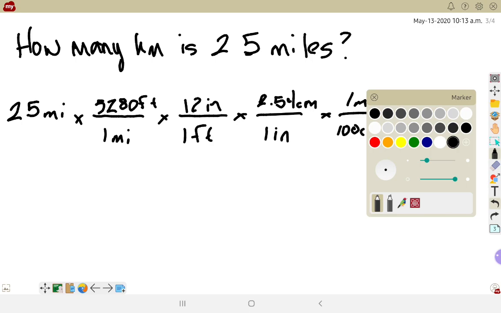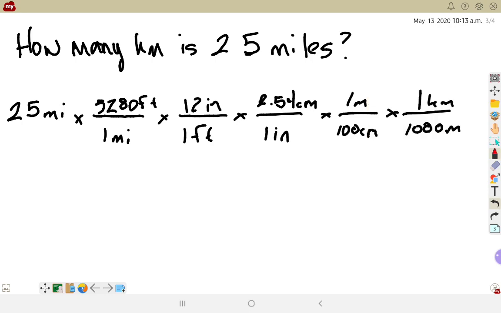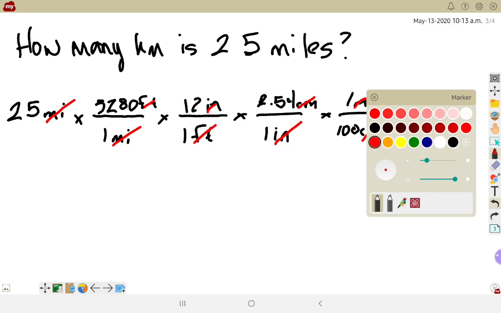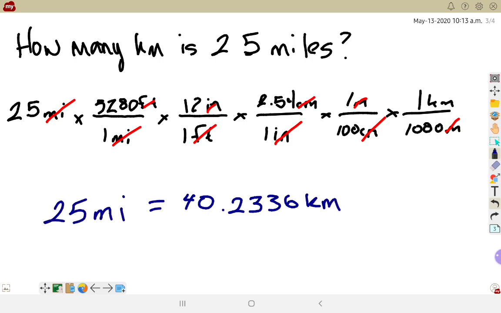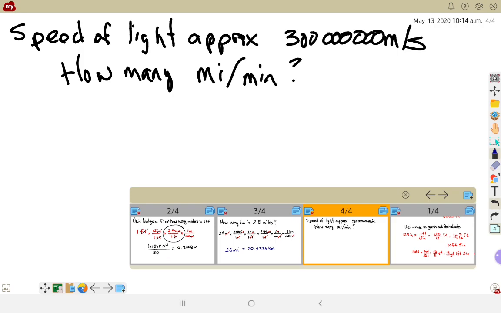Okay. So all that was just simple conversions. I know all of those ones. They're nice and simple, and I just write them all out, make sure that my units are in opposite locations so that they cancel one another, and the only unit I'm going to be left with is kilometers. Okay? And then you're just going to multiply all the numerators, multiply all the denominators, and then take the top and divide by the bottom. So that ends up, when you do this in your calculator, you're going to get 40.2336 kilometers. So 25 miles is equal to 40.2336 kilometers.